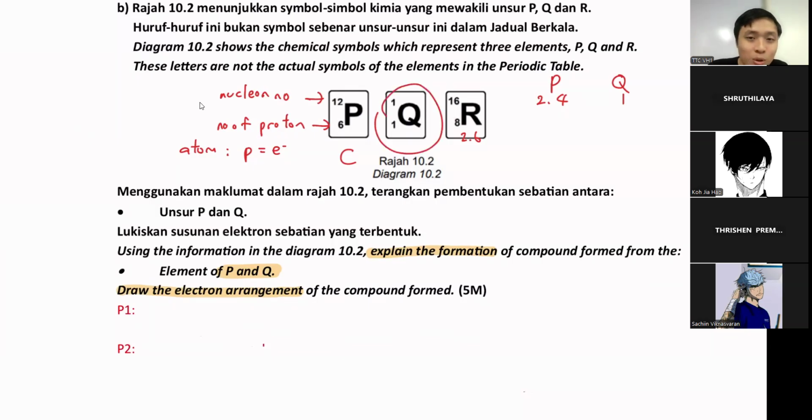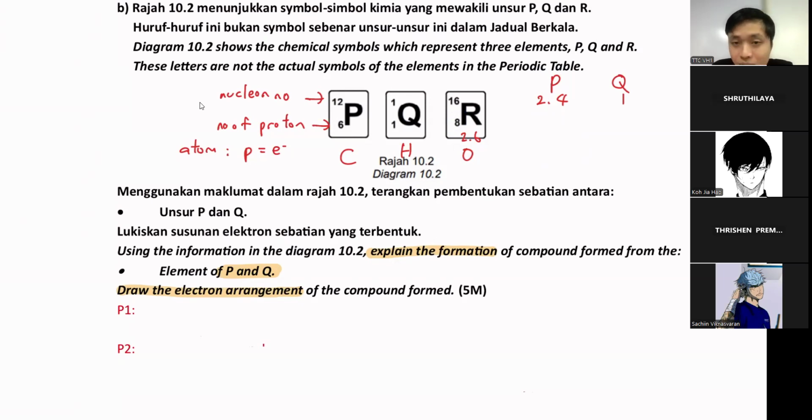Q, which one is the first one? This one you know, hydrogen. Okay, so R, which one has 8 protons? Oxygen. Some students get confused: 8 protons is oxygen. If they give you 16 protons, that is sulfur. Quite similar, but don't be mistaken.